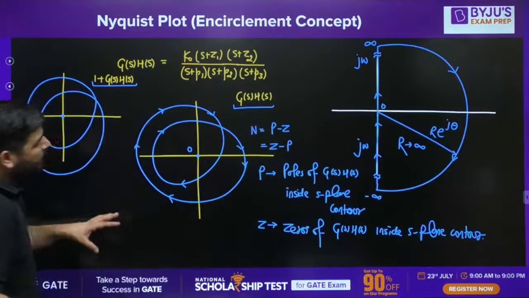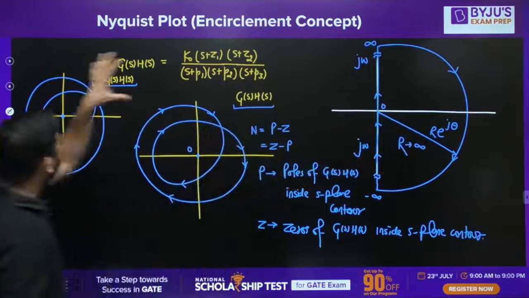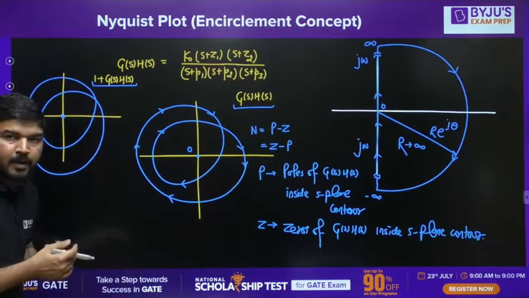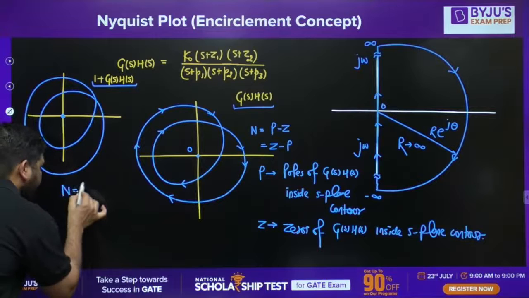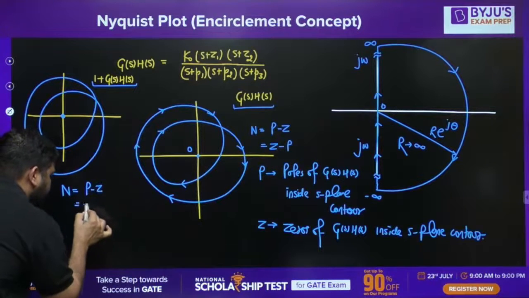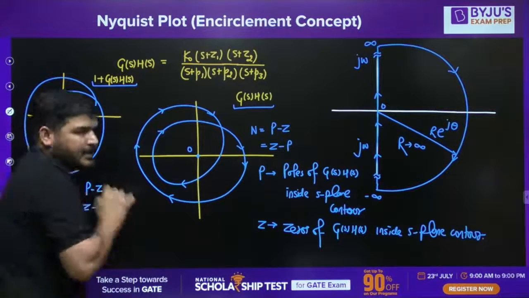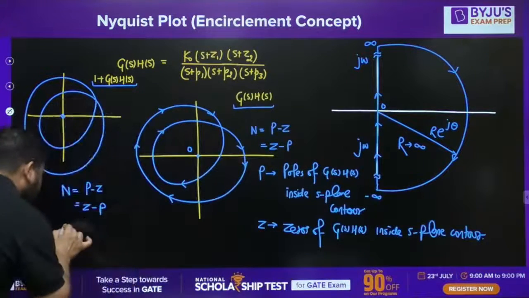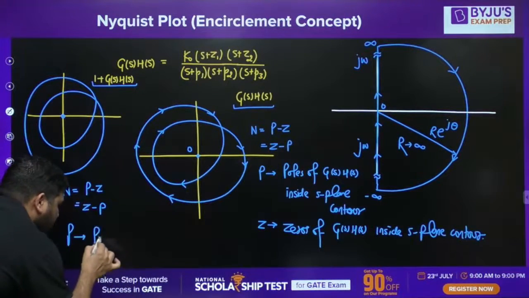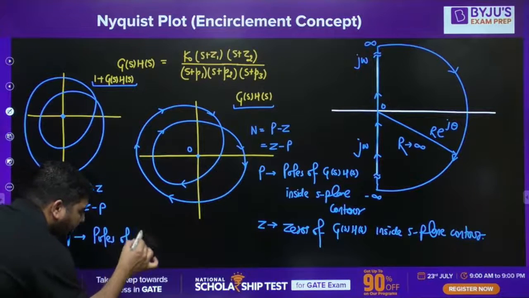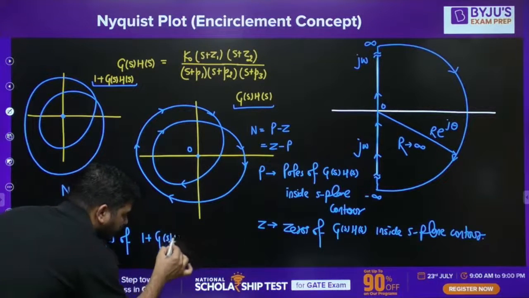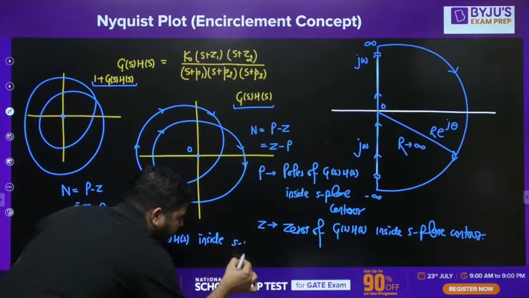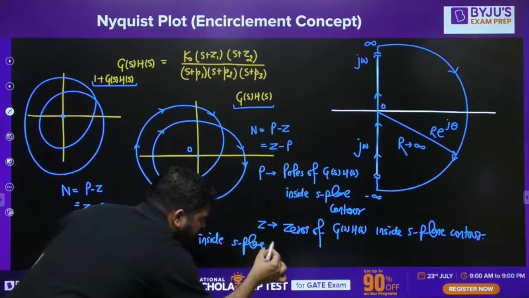Now, if you are mapping this entire S-plane contour into 1 plus G(s)H(s), and looking at the encirclement of origin, then that encirclement will again be either P minus Z or Z minus P. But now this P and this Z are different. What is this P and what is this Z? P is the poles of 1 plus G(s)H(s) inside the S-plane contour.